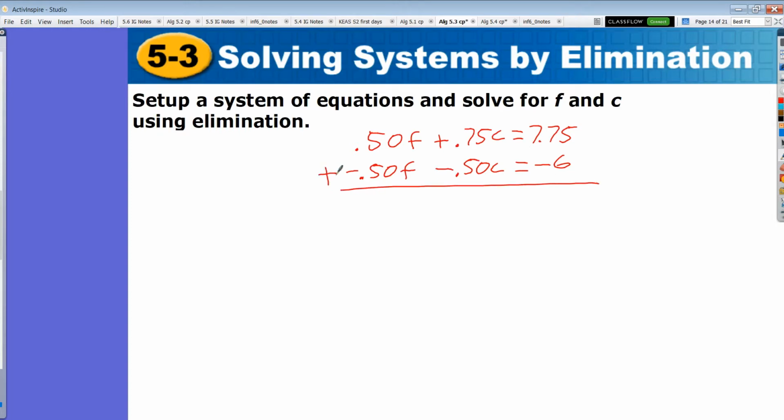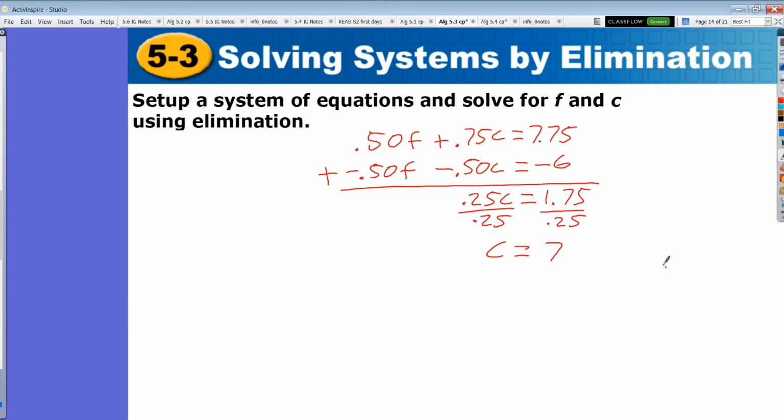When I do that, my f's cancel out. 0.75 minus 0.50 is 0.25c equals, and 7.75 minus 6 is going to get me 1.75. All right, so that's what happens after my stacking and adding. Now I'm just solving for c. Divide by 0.25, divide by 0.25, and c is going to give you 7.